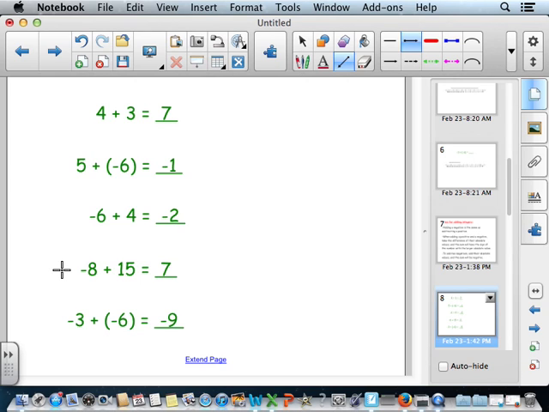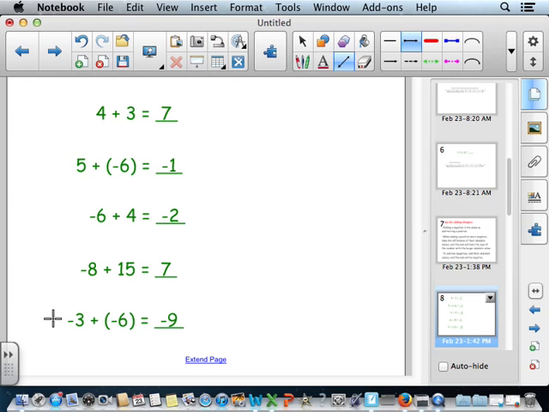Again, I'm adding a negative and a positive number. When adding a positive and a negative number, I can take the difference of their absolute values and take the sign of the number with the larger absolute value. Negative 8 has an absolute value of 8. 15 has an absolute value of 15. The difference between 8 and 15 is 7, and because 15 has the larger absolute value and it is positive, my sum will be positive.